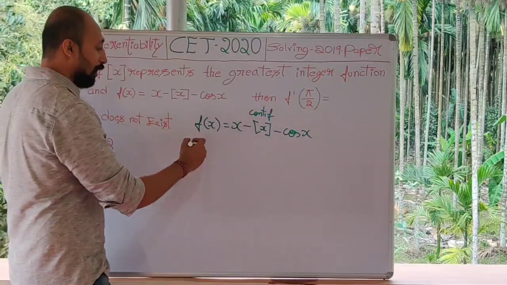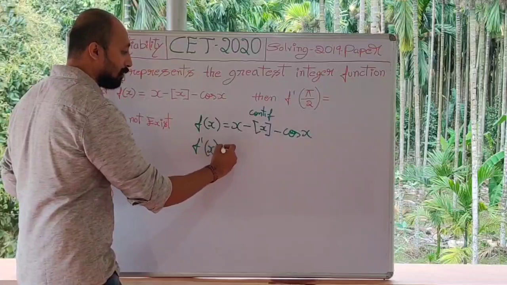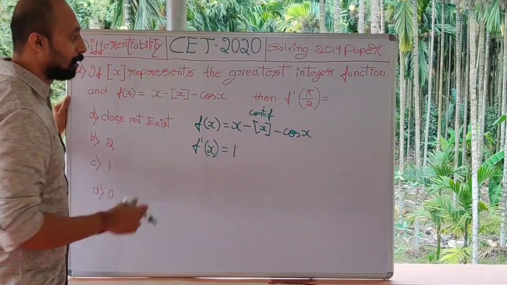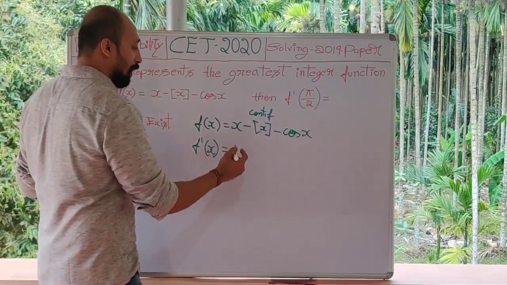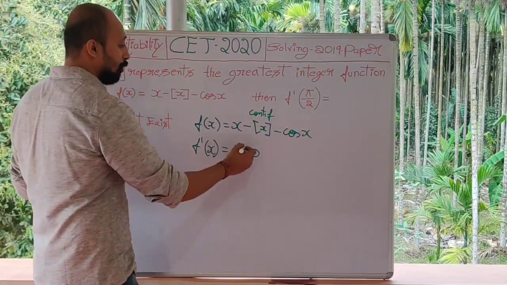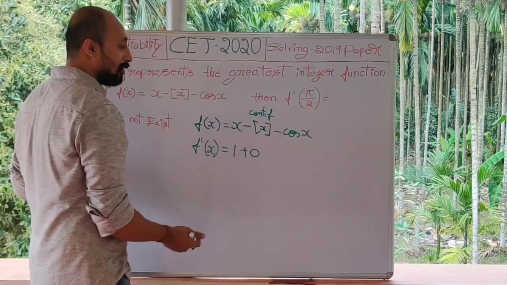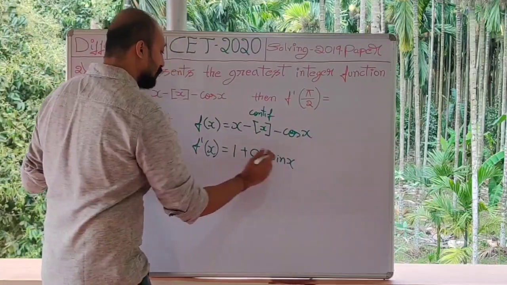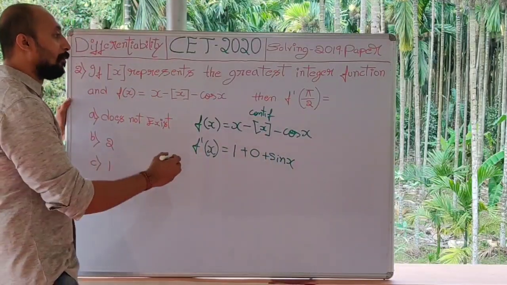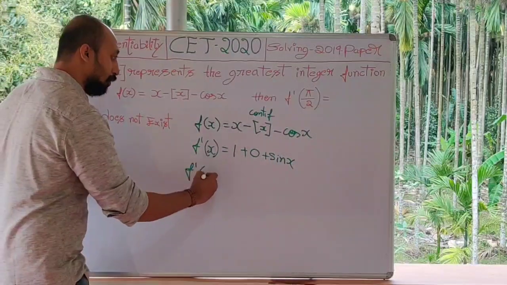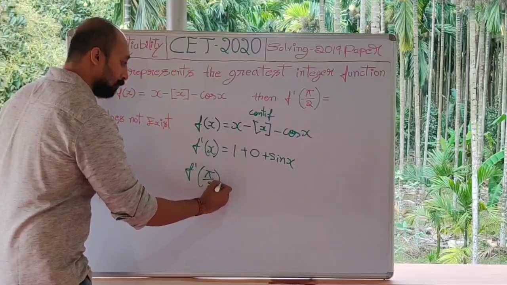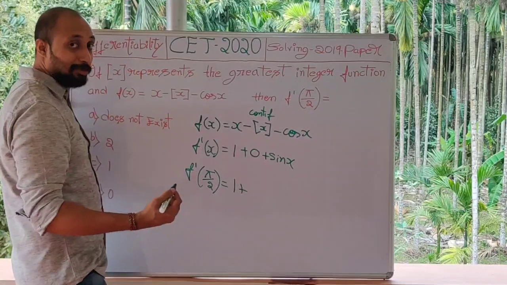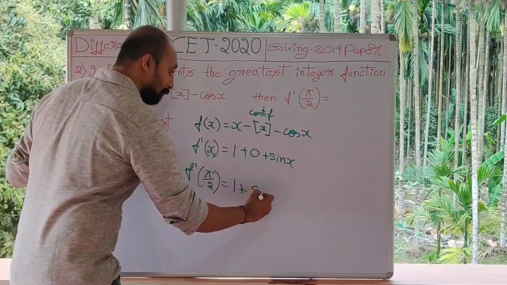So when I do the differentiation for x, of course it is 1. Since it is a continuous function and we will be substituting pi by 2 later on, this value will become 0, plus or minus 0, and minus cos x ka differentiation is plus sin x. This is the value of f dash of x. In the place of x we need to substitute pi by 2. So 1 will be 1 itself. The only place I can substitute here is sin pi by 2.